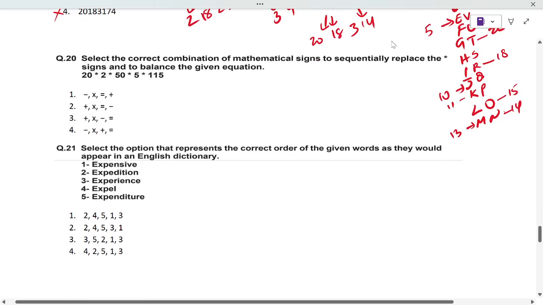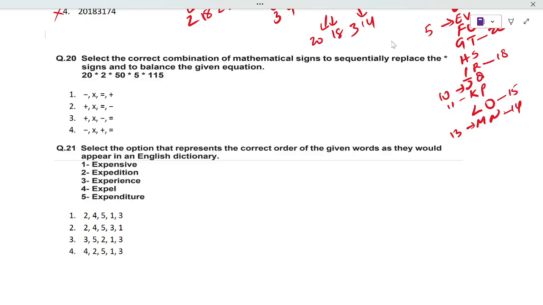Next one is again symbols and notation. Last year in the NPSC prelims there was symbols and notation. If you read the question, then it's very easy also. They're asking to change the sign in place of the star, and the equal sign means the left hand side is equal to the right hand side.